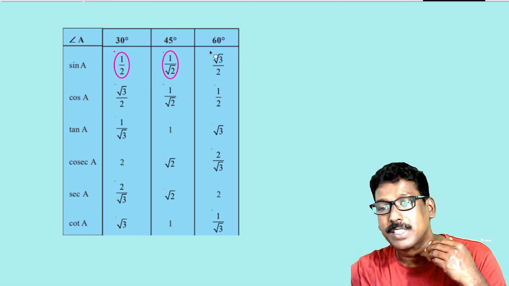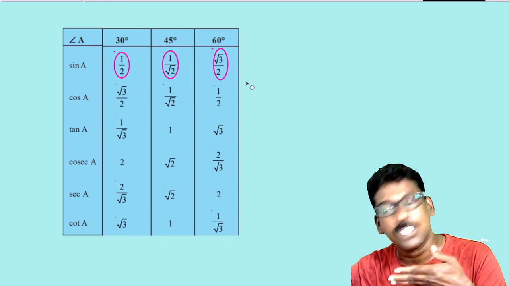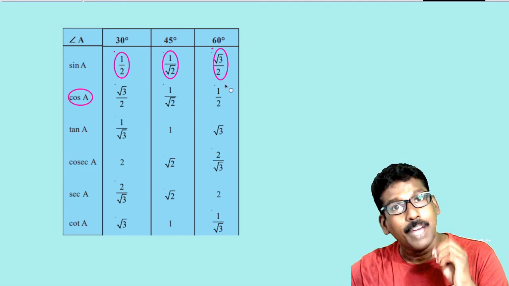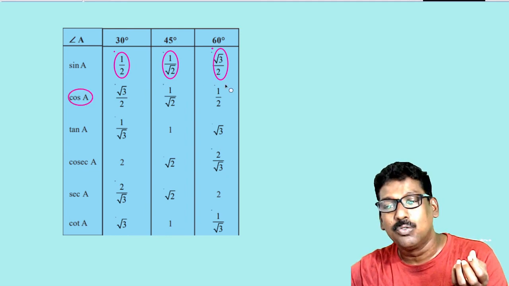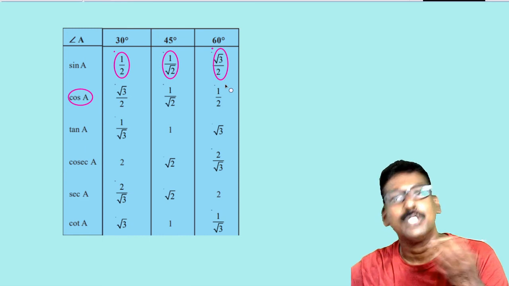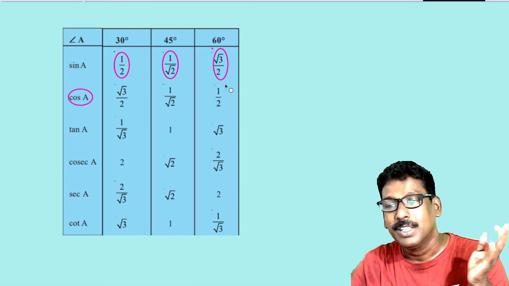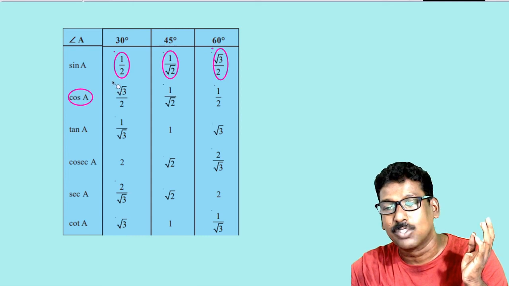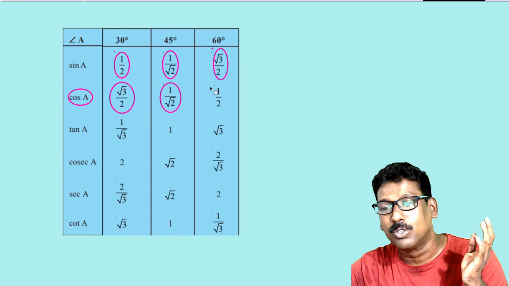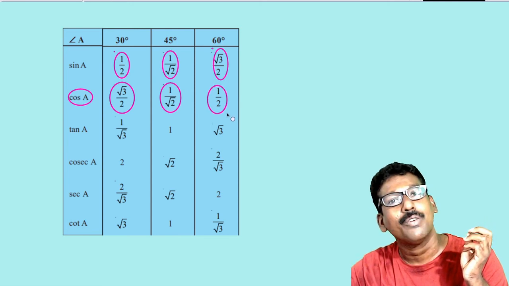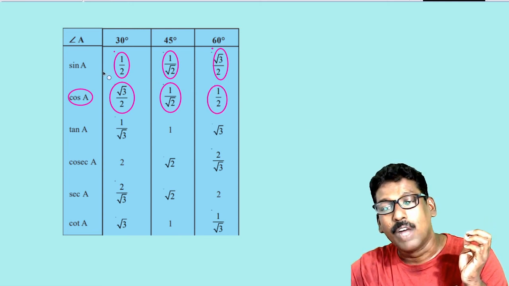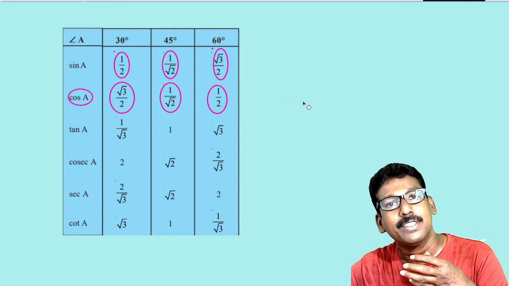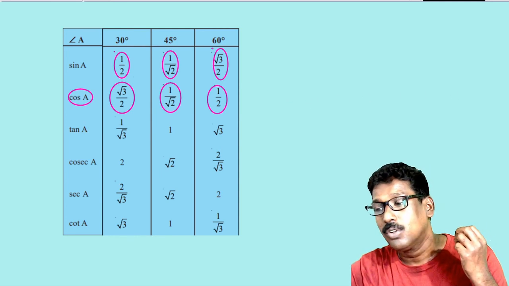And you memorize the value for 60 as root 3 by 2. Anyway, the denominator 2 is there. Now to get the values of cos 30, 45, 60, you just rearrange it. The last one you take as first, that is root 3 by 2. And the middle one as 1 by root 2. And this one is 1 by 2. So the values of sine, you rearrange them, you will get the values of cos.